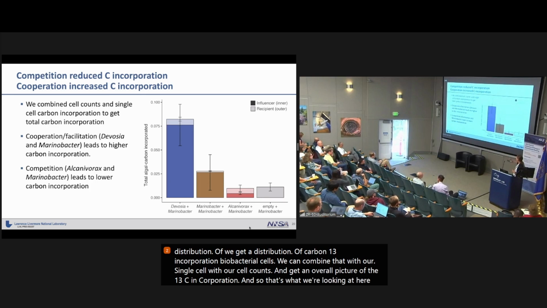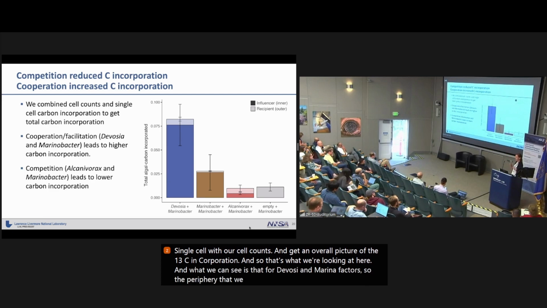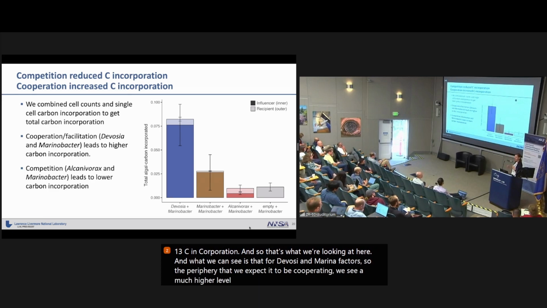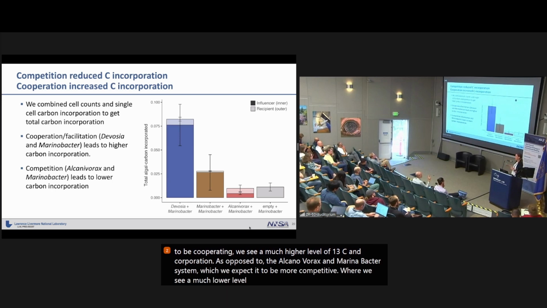And what we can see is that for Davosii and Marinobacter, so the parent bacteria that we expected to be cooperating, we see a much higher level of 13C incorporation, as opposed to the Alcanivorax and Marinobacter system, which we expected to be more competitive, where we see a much lower level of overall carbon-13 incorporation.